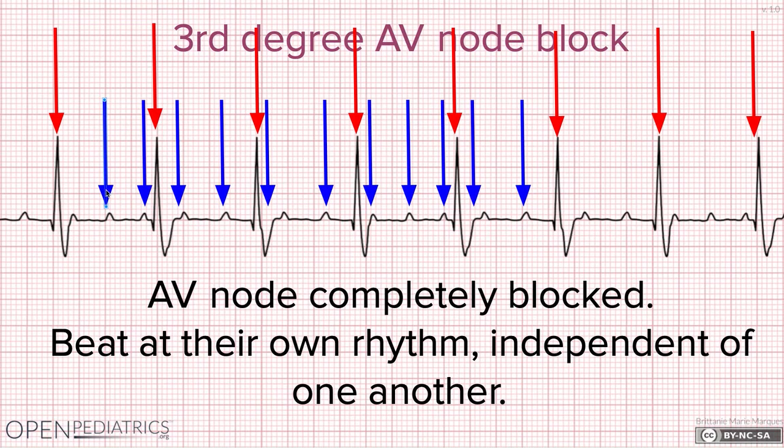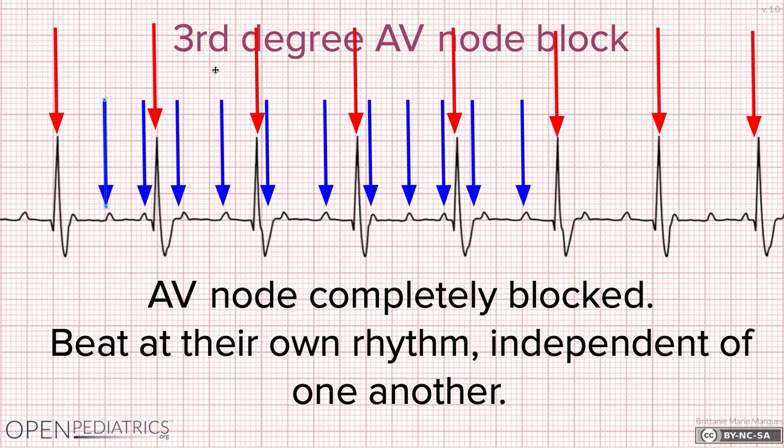So P wave here, like 1.5 boxes later, another P wave. 1.5 boxes later, another P wave. The P wave is actually hidden right there. 1.5 boxes, another P wave. 1.5 boxes, another P wave. 1.5 boxes, another P wave. So the P waves are occurring at their own rhythm, and this rhythm is completely independent of the QRS.